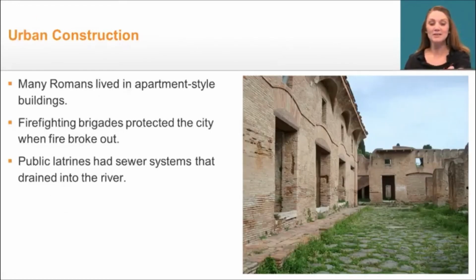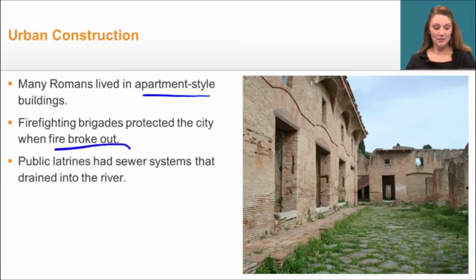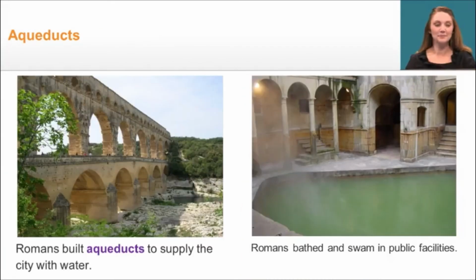Well, they're going to need a place to live. Many Romans, mostly plebeians, lived in apartment-style buildings. Firefighting brigades protected the city when fire broke out. Public latrines had sewer systems that drained into the river. This made it very easy to get what they needed.